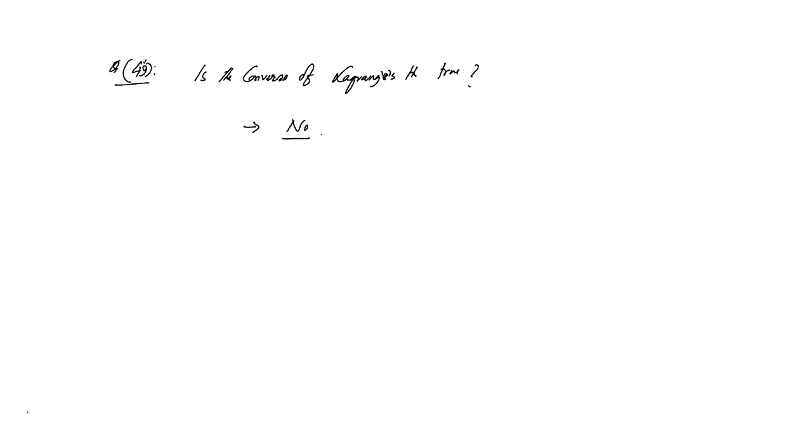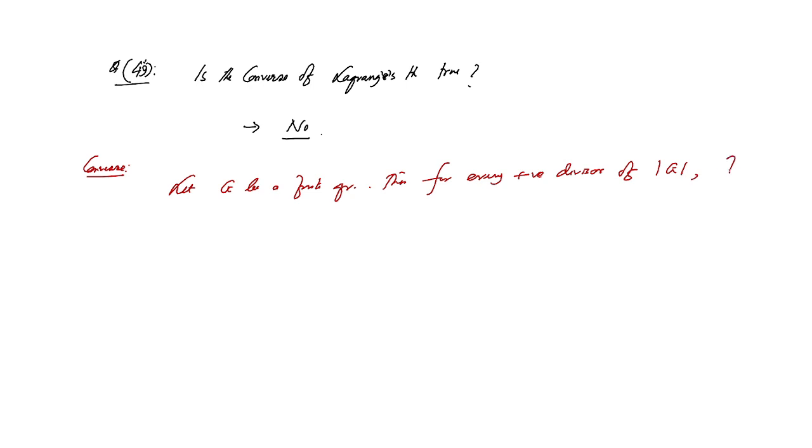So the converse of Lagrange's theorem, what exactly do we mean by that? Let G be a finite group. Then for every positive divisor D of the order of G, there exists a subgroup of order D. And our answer is no, there does not exist this kind of relation.